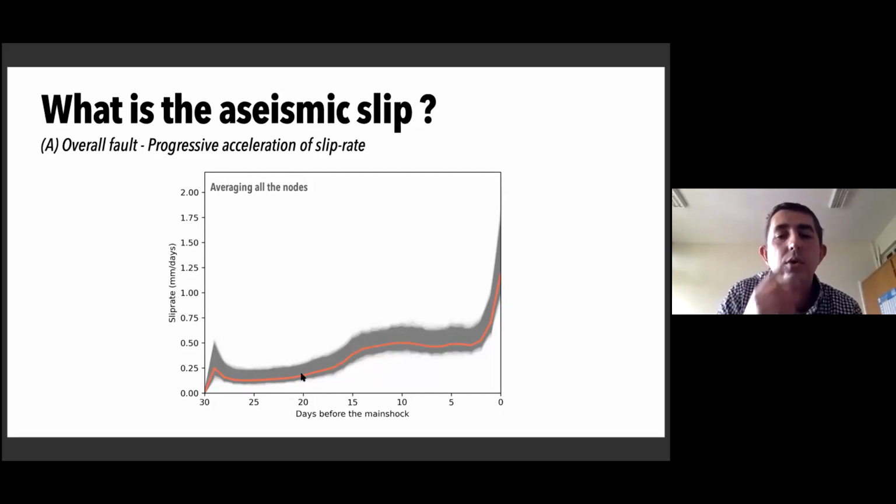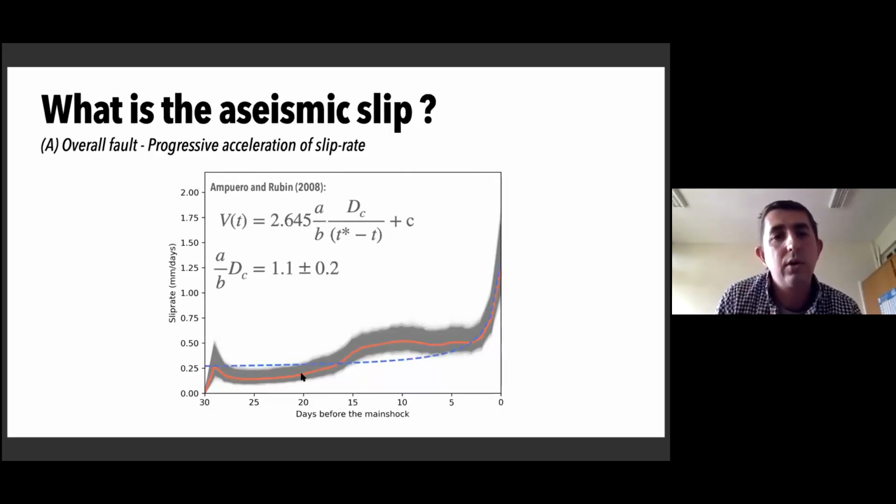And so in order just to show that, we took some expression of the nucleation phase that was proposed, for example, by Jean-Paul in his paper in 2008. This is some sort of formula that describes how slip rate evolves as a function of time with respect to some rate and state parameters. And when we try to fit that curve with the Metropolis algorithm with that formula, we do obtain a rather good fit, at least for the very end part.